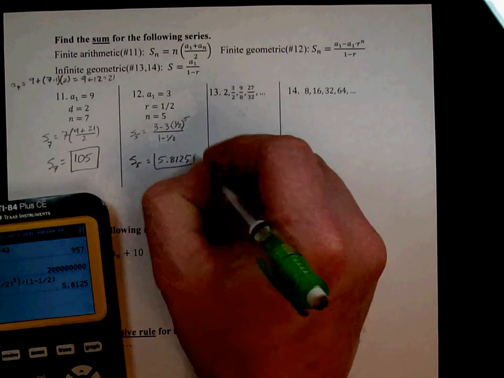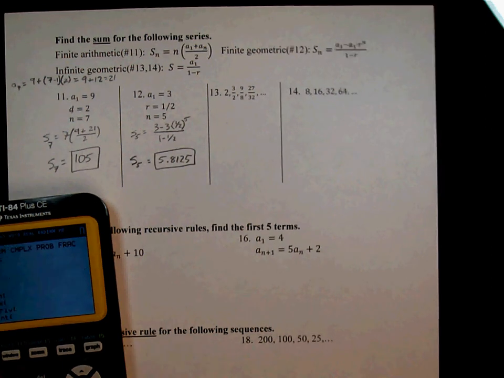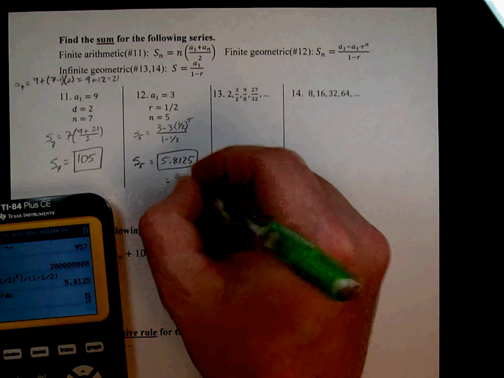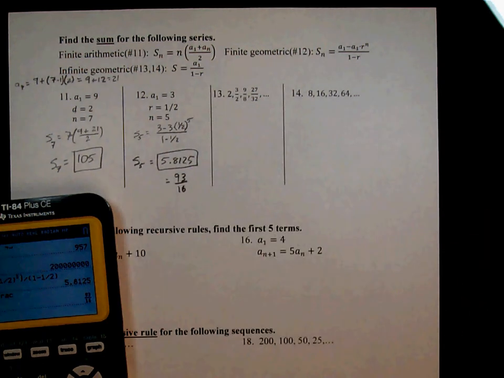Some calculators by default might give you a fraction. So what would this be as a fraction? It'd be 93 sixteenths. It's the same thing, so if you got that answer, perfectly fine. I like that answer. Okay, number 13.